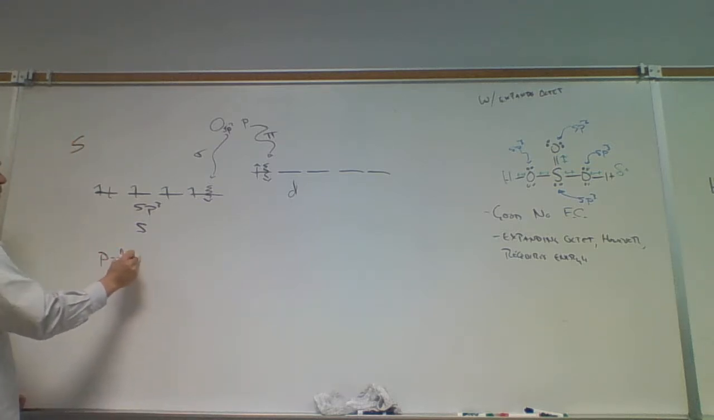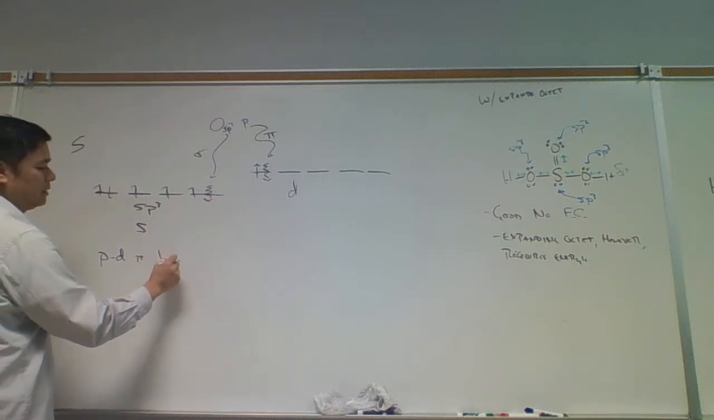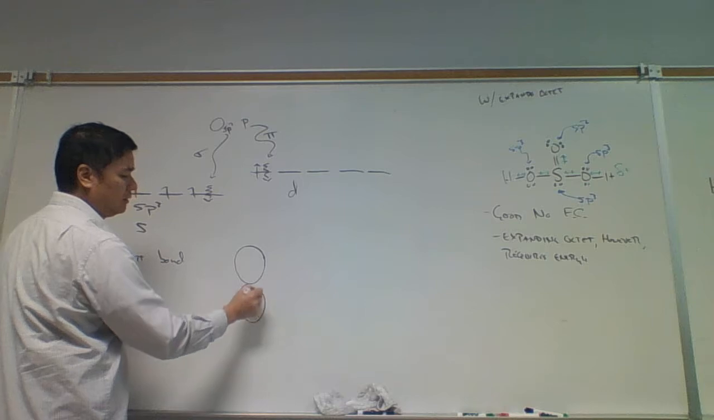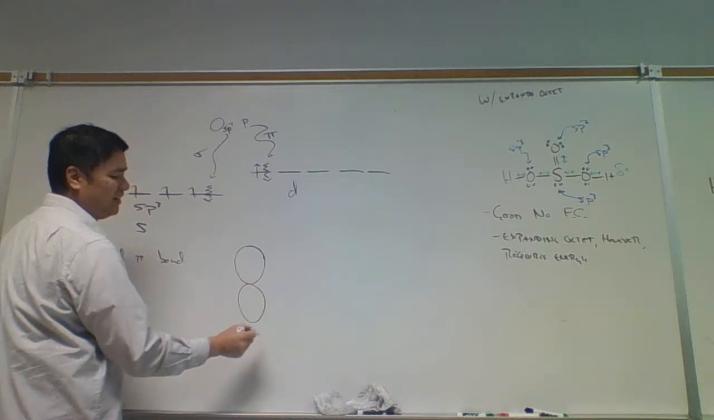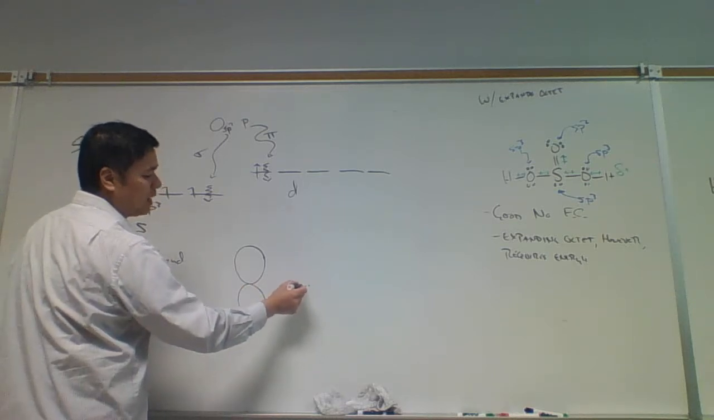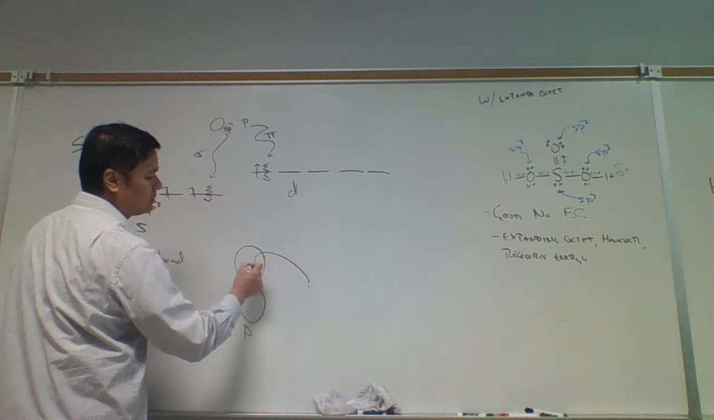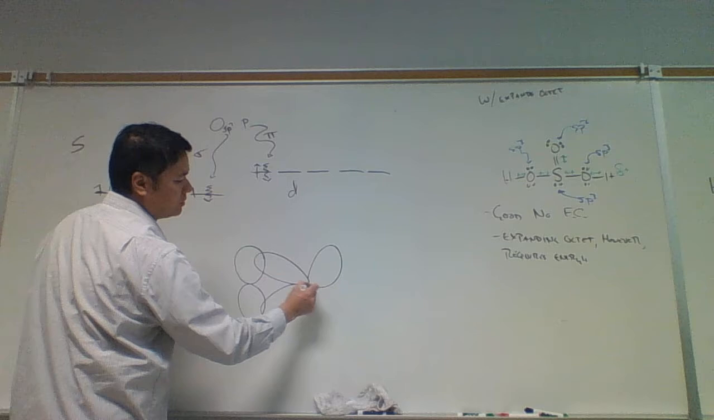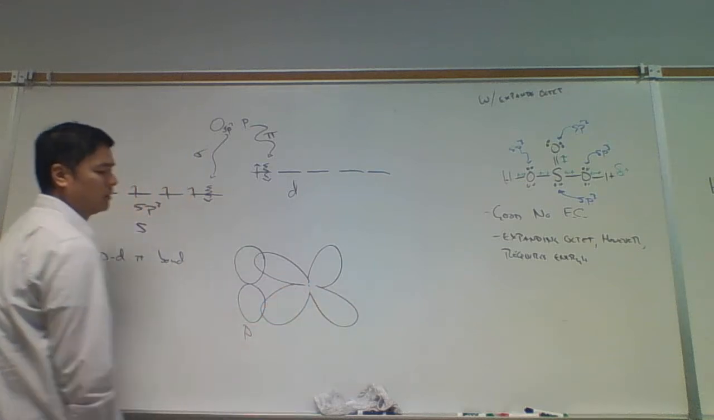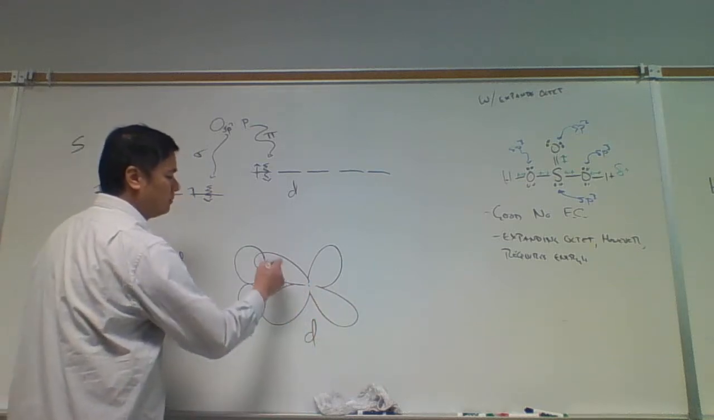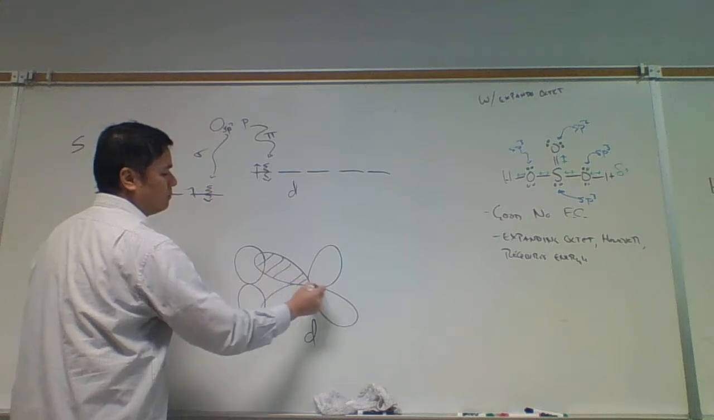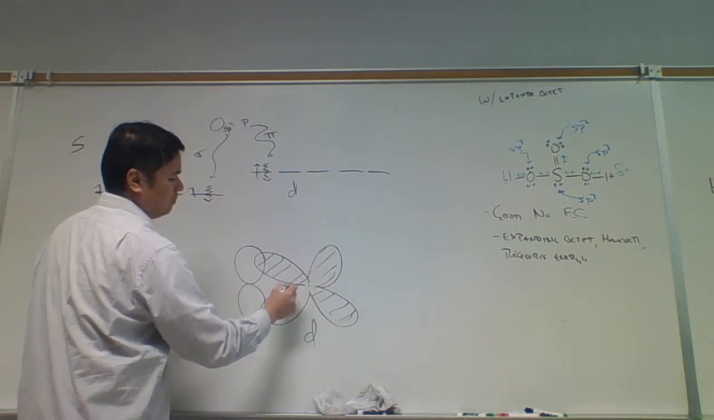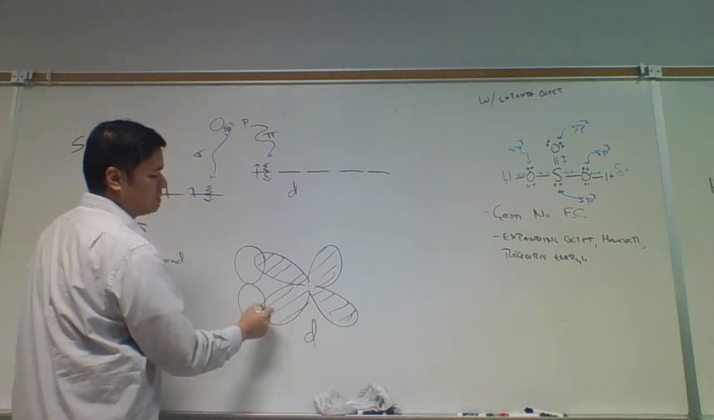What a pd pi bond looks like is like this. A p orbital, this is our standard p orbital. A d orbital can pi bond also. A d orbital is going to look like this. It's going to have the 4-leaf clover type shape. This. And so this would be a d orbital. One d orbital.